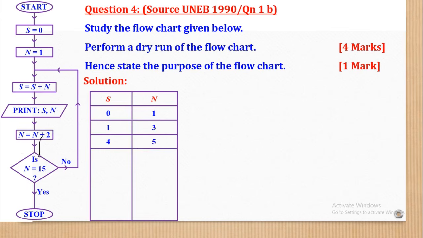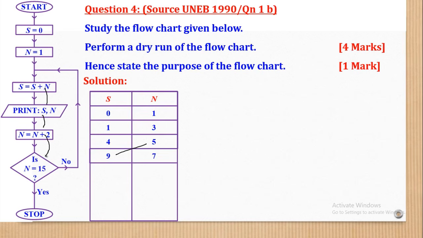Then from here you ask yourself, is n equal to 15? So this one gives you an answer of no, where you have to go and make s to become s plus n. So this plus this gives you 9. Then from here you print this. Then from there you increment n by 2. So 5 plus 2 gives you 7.